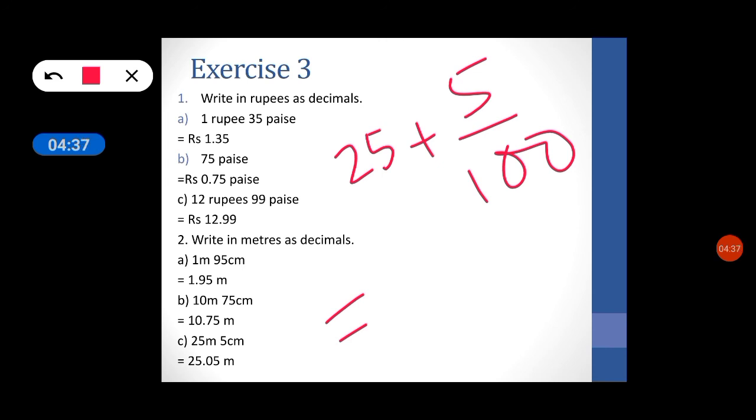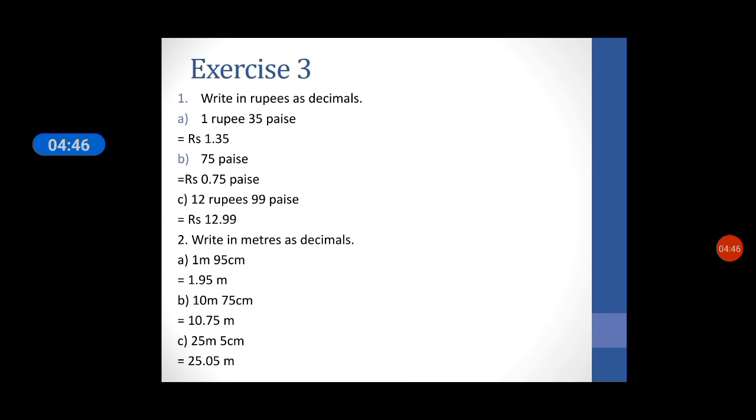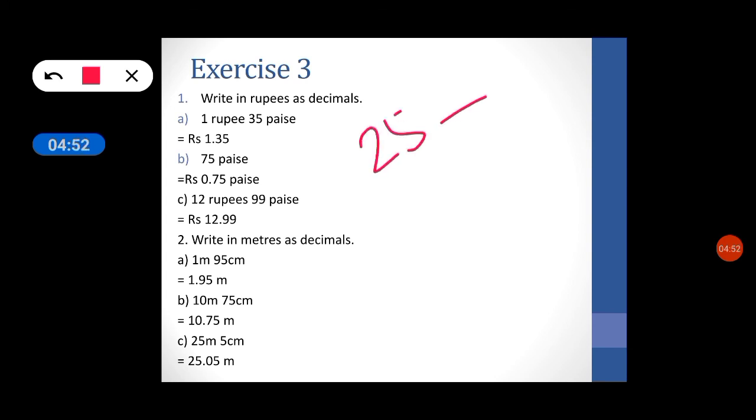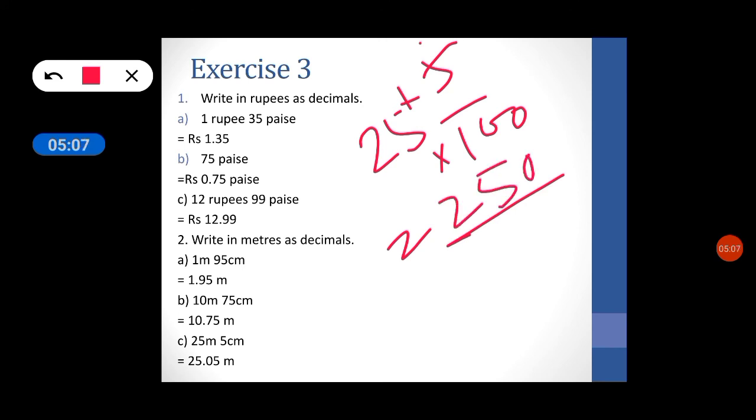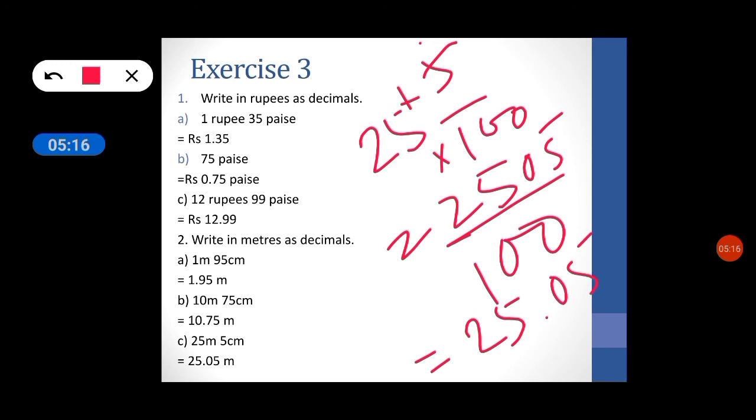So it will be 25 and 5 by 100. When you convert that into an improper fraction, 25 into 100 is 2500, 2500 plus 5 is 2505, divided by 100. When you convert it, it will be 25.05. Before two numbers you need to put a point. So this is what is going on.